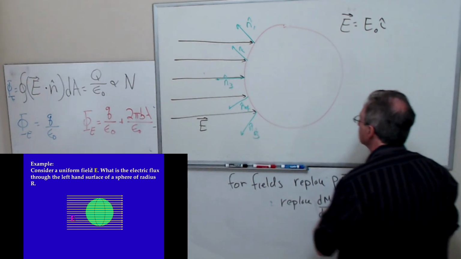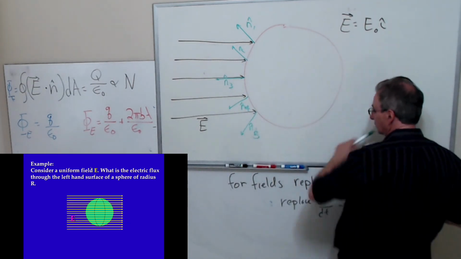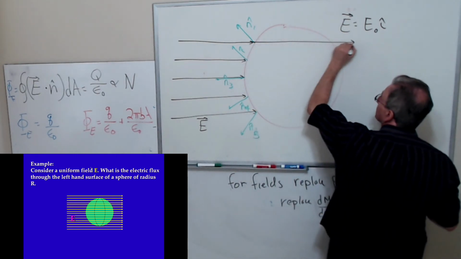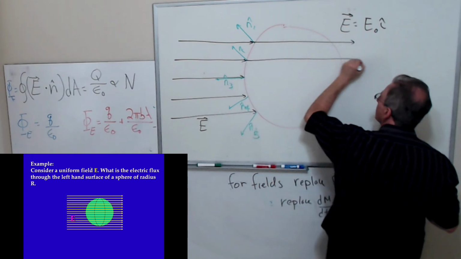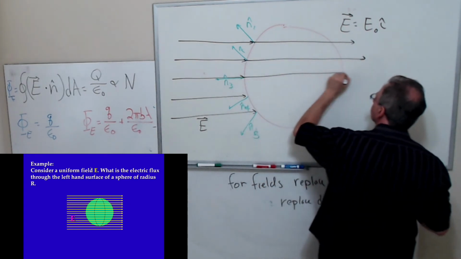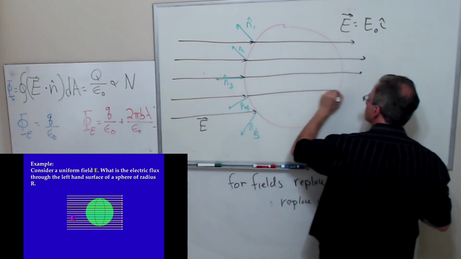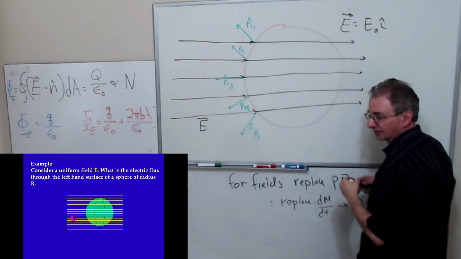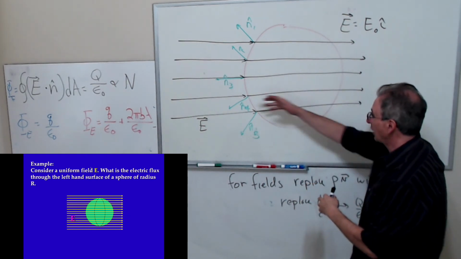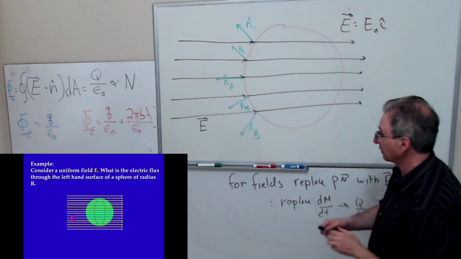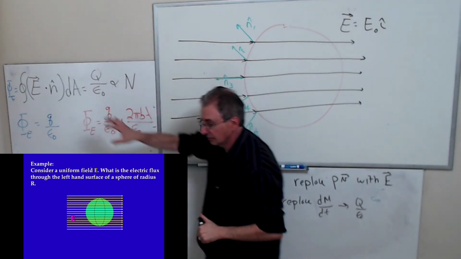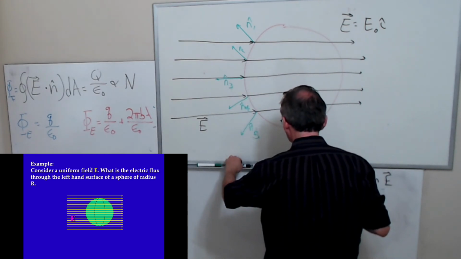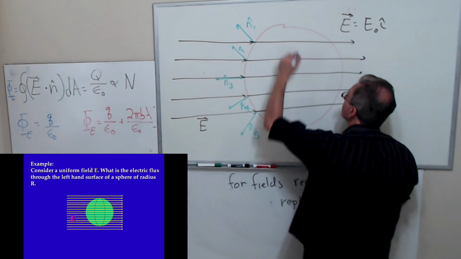Well, don't these field lines go through the entire sphere? You go from the left-hand side to the right-hand side. Whatever goes in equals whatever goes out. Isn't that true? There's no charge enclosed, so whatever goes in has to be equal to whatever goes out. This is 0. So whatever goes in on this side has to be equal to whatever goes through the center of this darn thing.